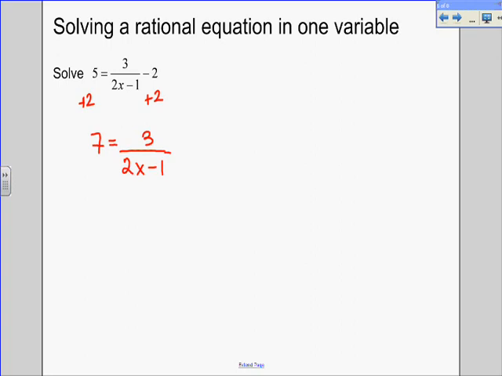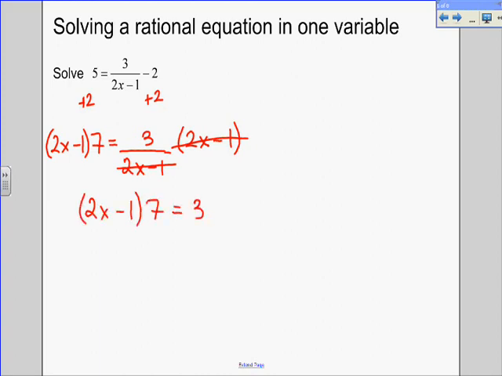And what I want to be able to do now is to change the placement of that x so that it's no longer on the denominator of a fraction. And how will I do that? I'm going to multiply both sides by something that will cancel it out. So what ends up happening? These two terms cancel each other because they divide into each other to leave me with 1. And I have 2x minus 1 times 7 is equal to 3.